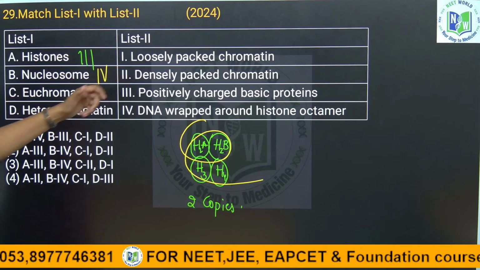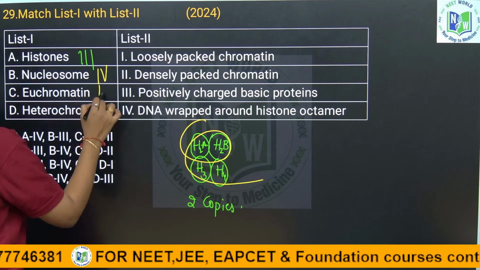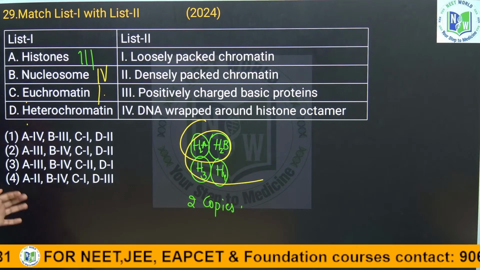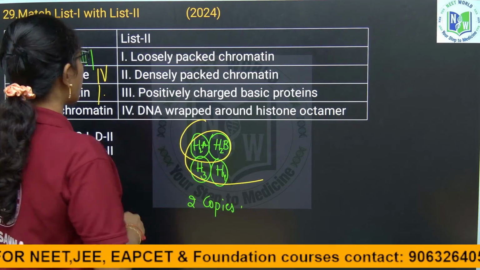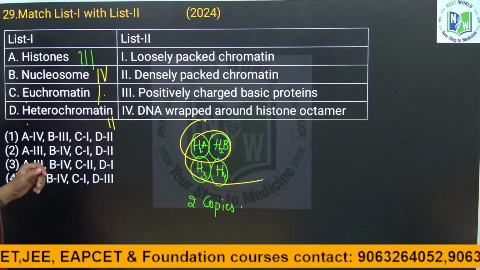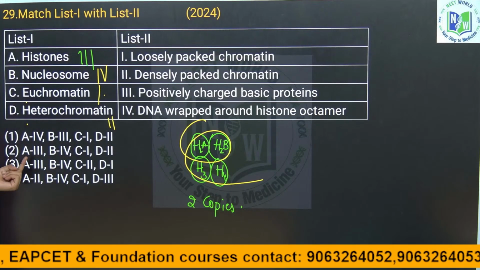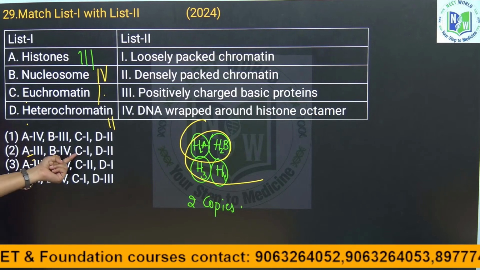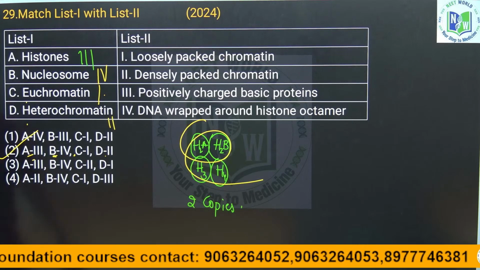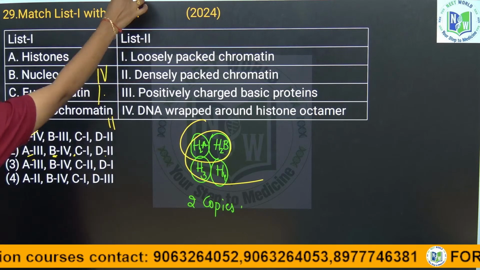Euchromatin is loosely packed chromatin, which is the active state of chromatin. Heterochromatin is densely packed chromatin, which is option 2. If you look into the options, A is 3, B 4, C 1 and D 2, option 2 is the correct answer.